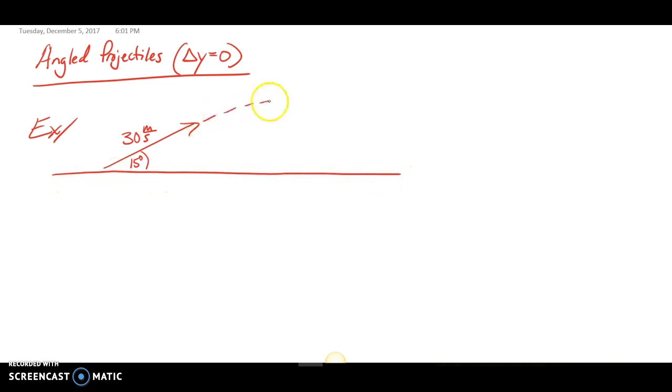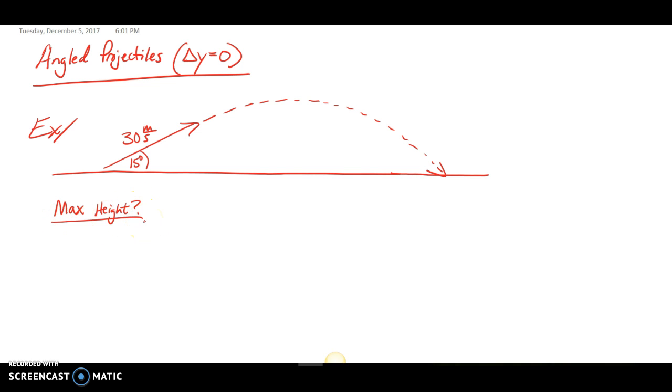First example, an object gets launched at a speed of 30 meters per second. And we'll say it gets launched at an angle of 15 degrees above horizontal. We know that it's going to go on a parabolic path, landing on the ground somewhere down the road. I want to know several things. First thing I want to know is what is the maximum height that the object reaches in its trajectory.